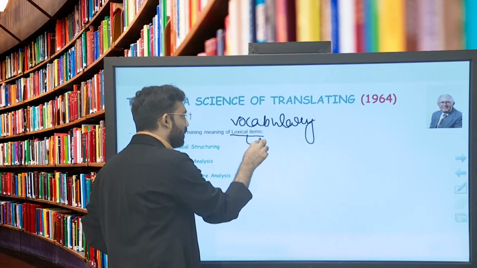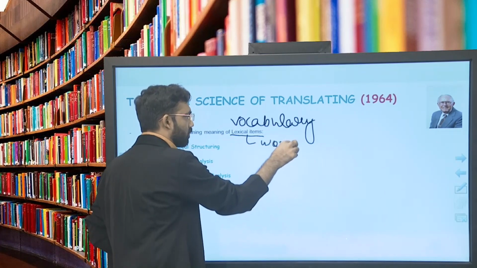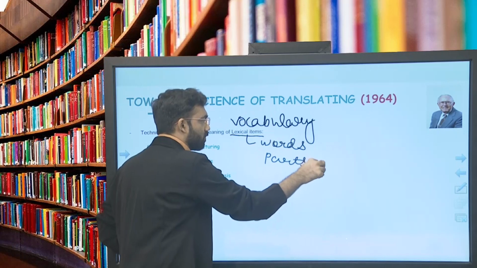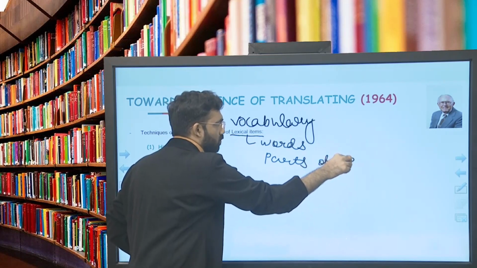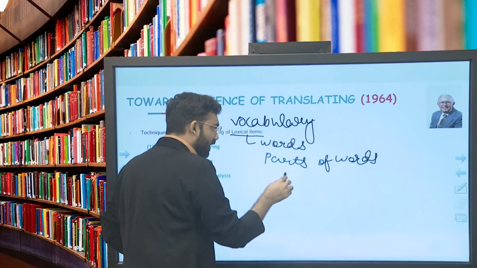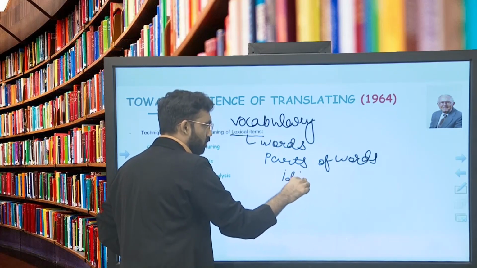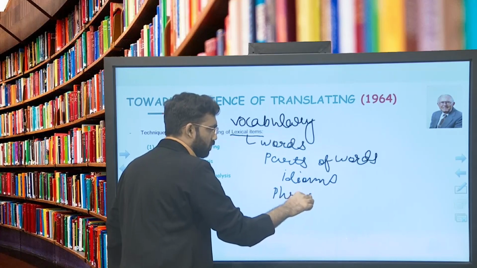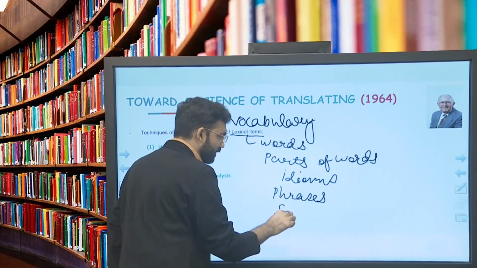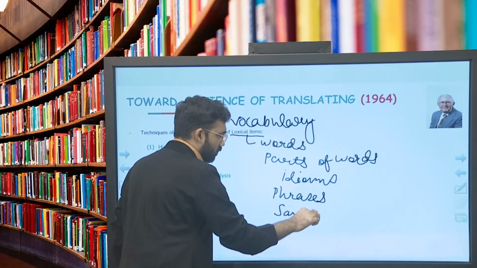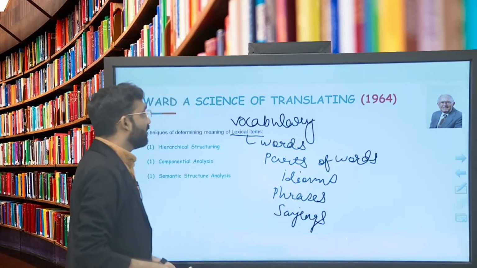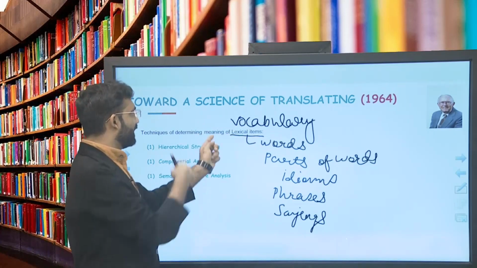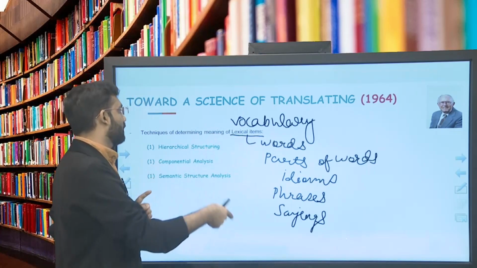Lexical items can be words, various parts of the words, idioms, phrases, sayings. These are what? Various parts of the vocabulary. Lexicon. The word lexical items comes from lexicon.